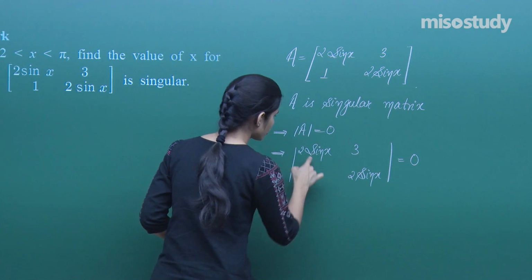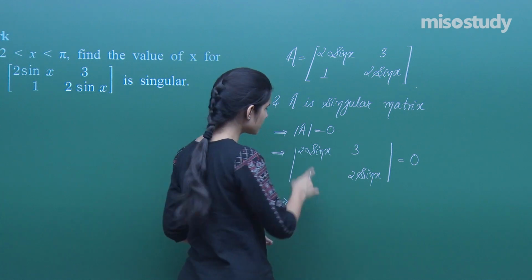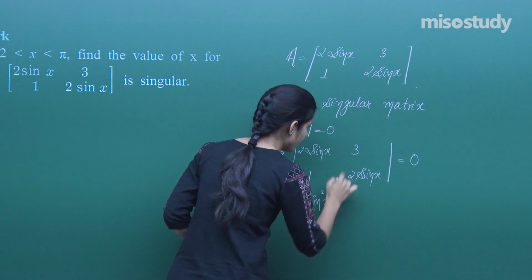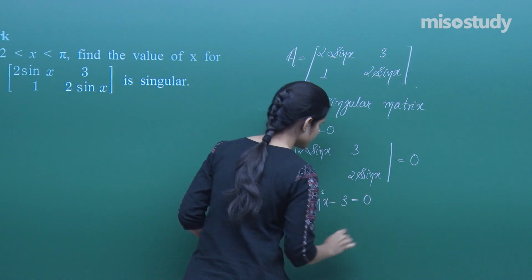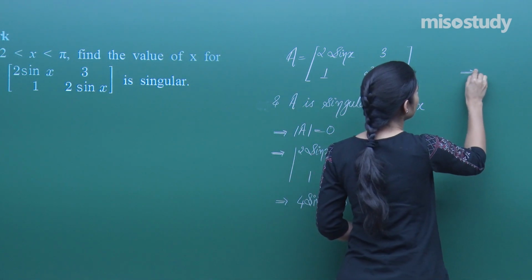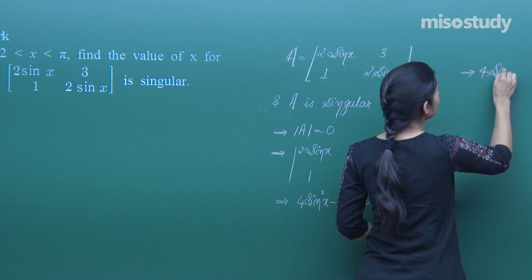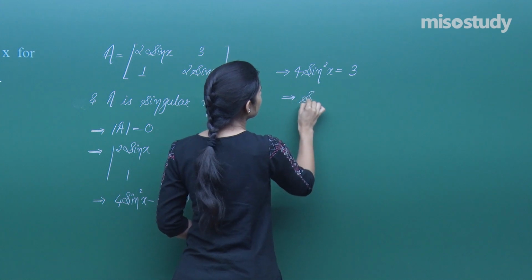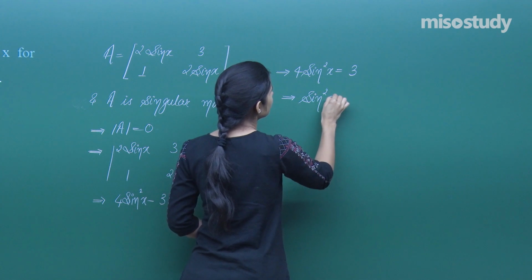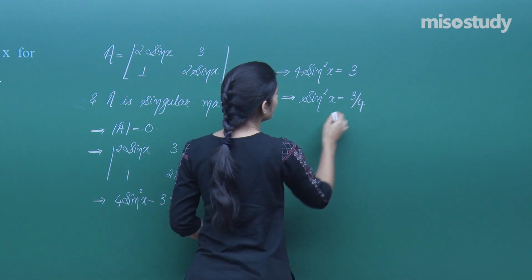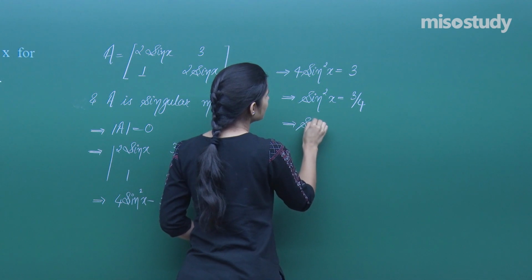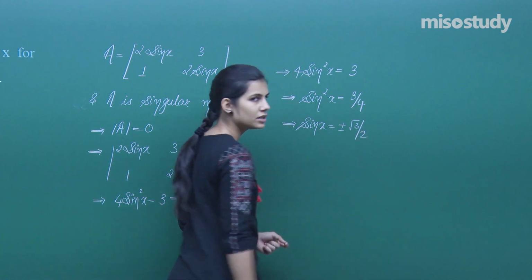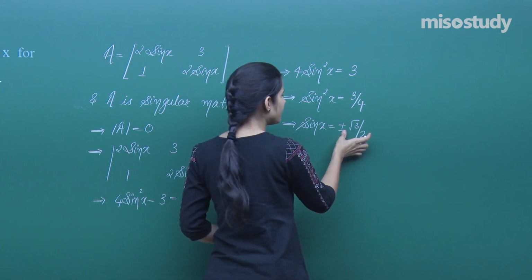This means what? Product of the diagonals minus product of off diagonals. So this gives you 4 sin square x minus 3 into 1 is 3 equals 0, which implies 4 sin square x equals 3, which implies sin square x equals 3 by 4. Now from here, if you try to compute sin x, you are going to get plus minus root 3 by 2. But actually I am avoiding the minus sign.